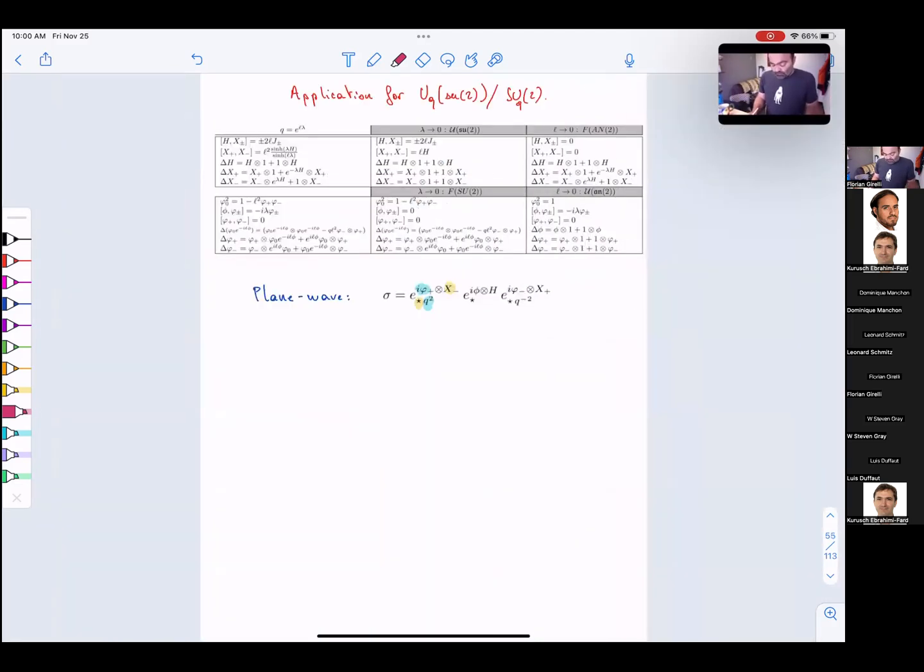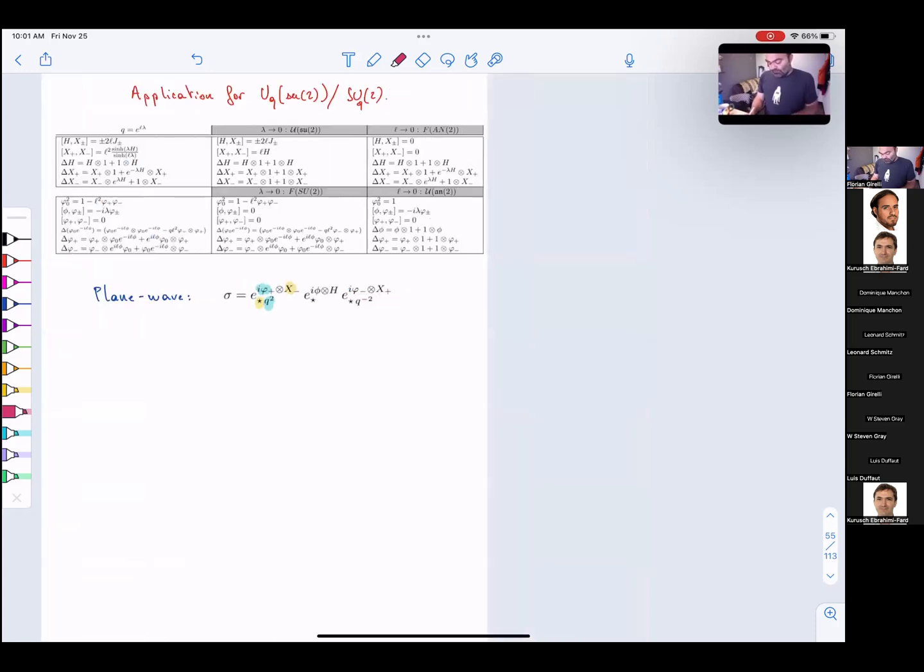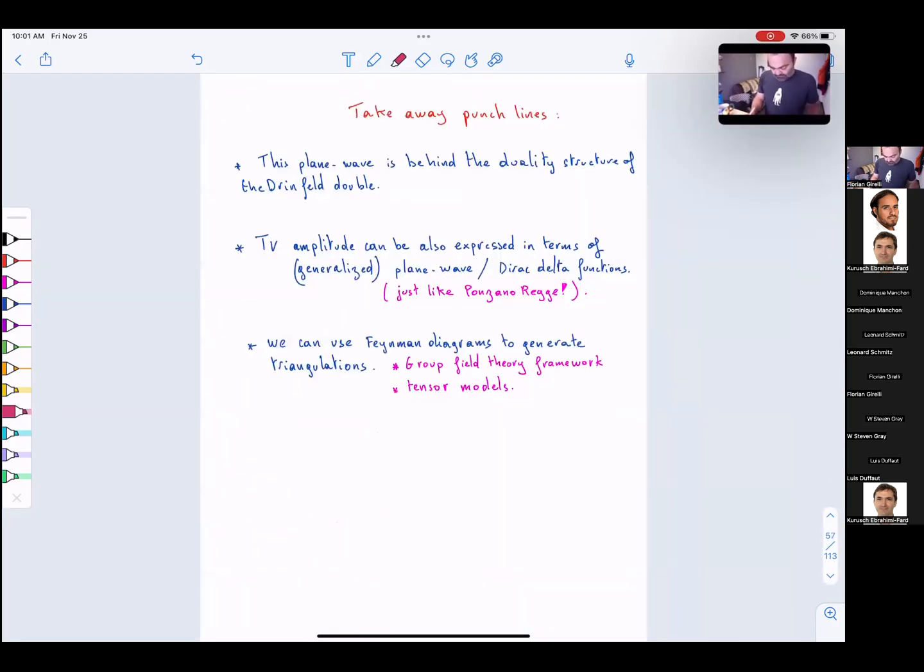So we can do that. We can now apply this formula in the deformed quantum group case, and recover the Girelli formula. I'm going to skip that because time is off.